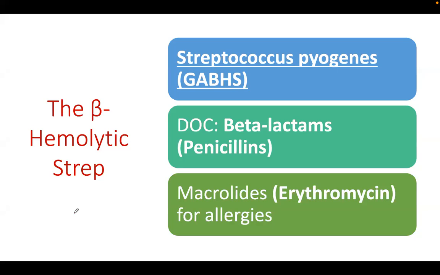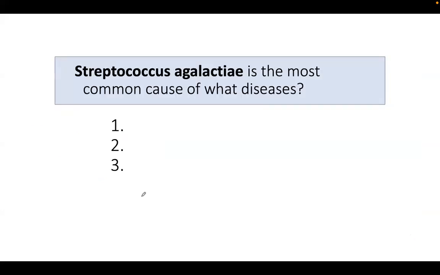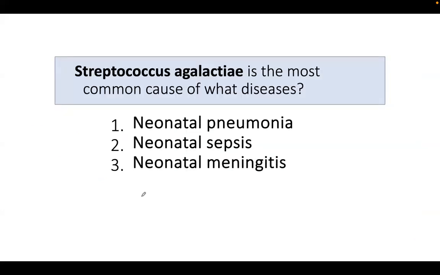Now, question. What is the most common cause of neonatal meningitis? Neonatal meningitis is usually caused by either Strep agalactiae, Listeria, or E. coli. But I want everyone to memorize Strep agalactiae. It causes neonatal pneumonia. It causes neonatal sepsis. It causes neonatal meningitis. So please take note of this.